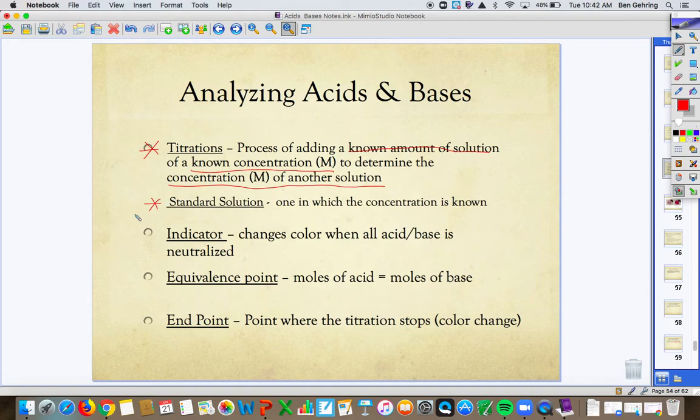We also use, in order to do this, indicators. Indicators change color based on the pH of the substance, or based on how much acid and how much base you have.